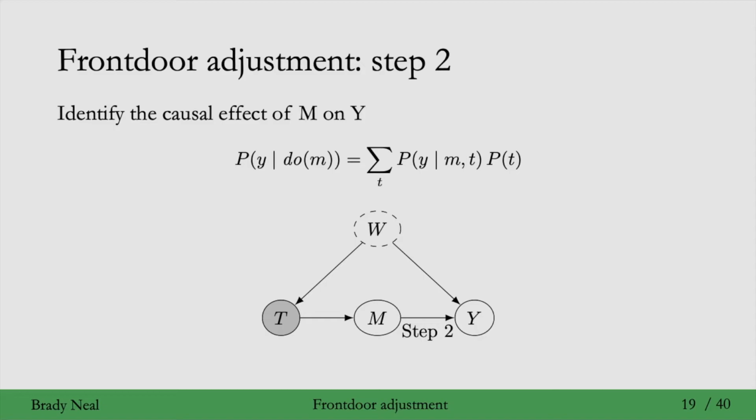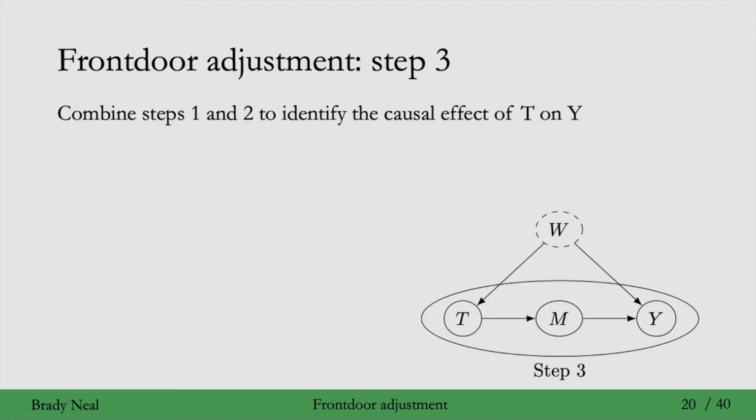In the last slide, we actually got identification via the backdoor adjustment, with the adjustment set being the empty set. So you can think of the first 2 steps of the front door adjustment as just 2 applications of the backdoor adjustment. And then in the final step, step 3, we just combine what we got in step 1 and step 2 to identify the causal effect of t on y. So the causal quantity of interest here is p of y given do t.